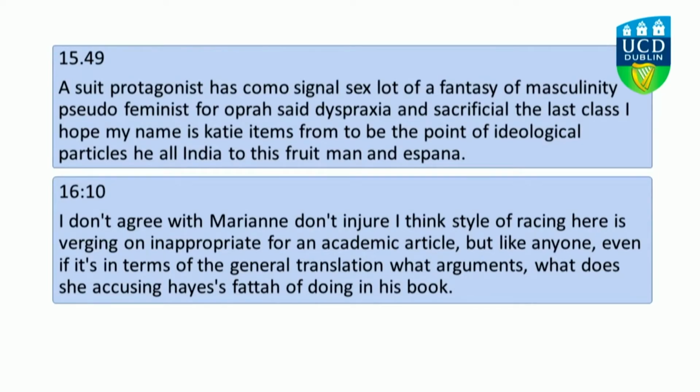This is one of my favourite examples, a transcript of a conversation between students in my historical memory and Spanish narrative class, where we were using a mixture of English and Spanish phrases. A very intelligent conversation about memory cultures came out as a suit protagonist has como signal sex, a lot of fantasy of masculinity, pseudo-feminist for oppressed dyspraxia and sacrificial.